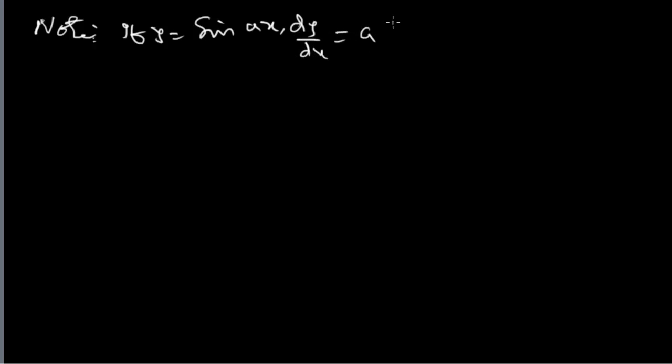Note, we modify the formula by using substitution. If y is equal to sin ax, dy by dx is equal to a cos ax. It is also a problem, so to say. Sin of something is cos of something, and then the differentiation of that something is a.